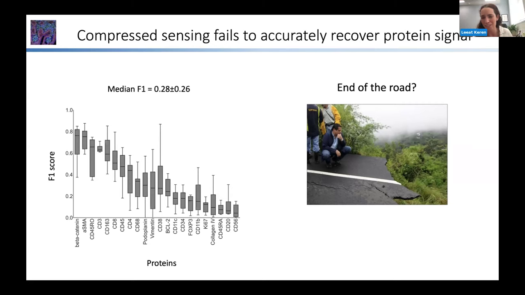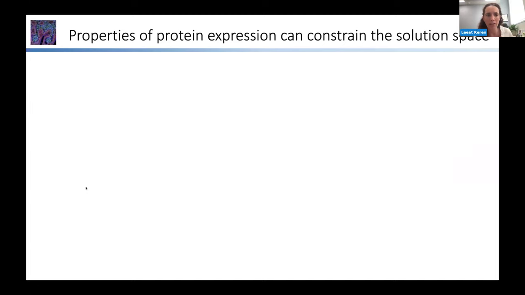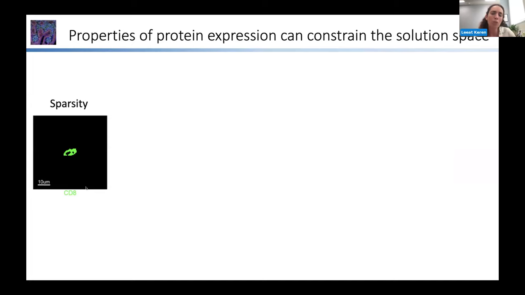It's obviously not the end of the road, otherwise I would not be presenting it. But one thing that we realized after being stuck here for a while was that our priors are just not good enough. So what are the properties of protein expression that can constrain the solution space? What do we know about biological signals? One thing we know is that they're sparse.